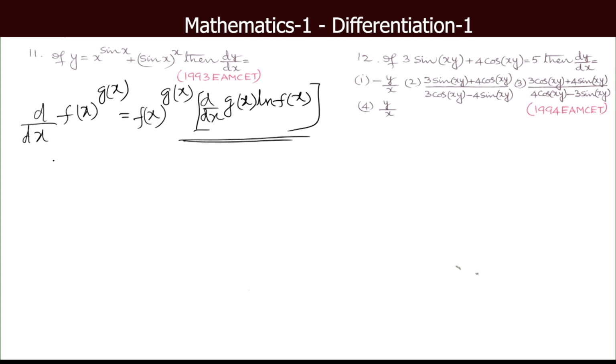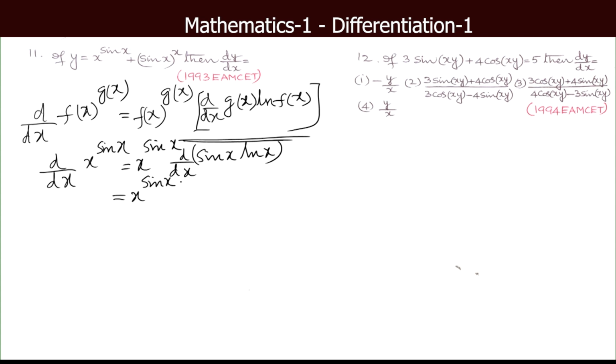So, derivative of x power sin x is x power sin x into ddx of sin x into ln x. Observe that x must be positive, otherwise x power sin x is not defined when the exponent is any real number, like it can be rational or irrational. Okay? So, therefore, this is the x power sin x into sin x by x plus cos x ln x. This is the derivative of the first term here, this one.